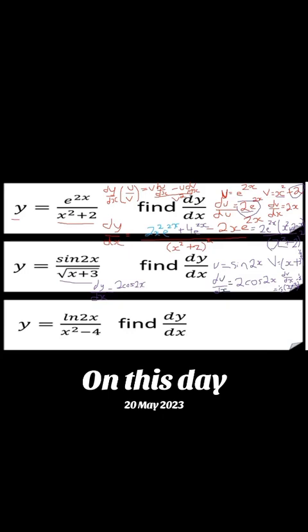and then I'll put a little bracket, and it's going to be x plus 3 to the power of a half. I might not have much space here, I apologize, so I'll box it off. Subtract u dv by dx, so that times that: a half sine 2x, and then open brackets, x plus 3 to the power of minus a half. All divided by v squared.